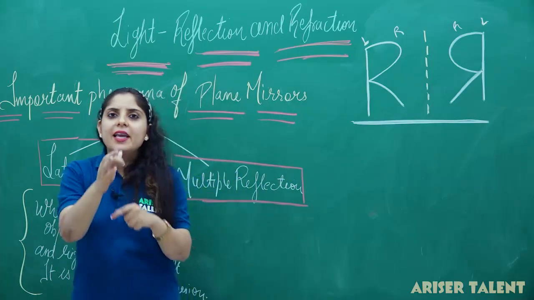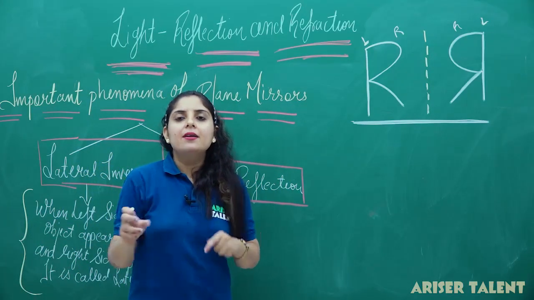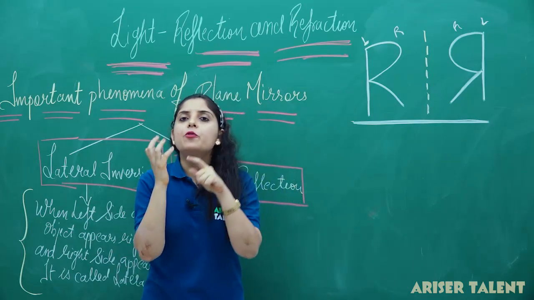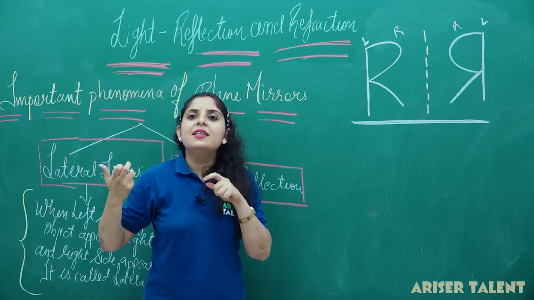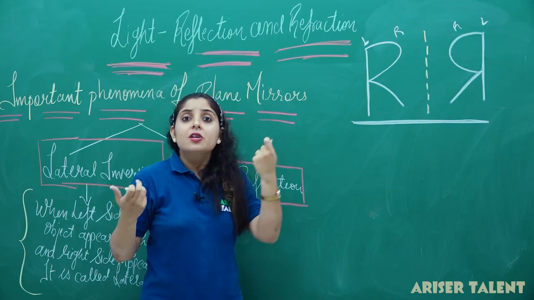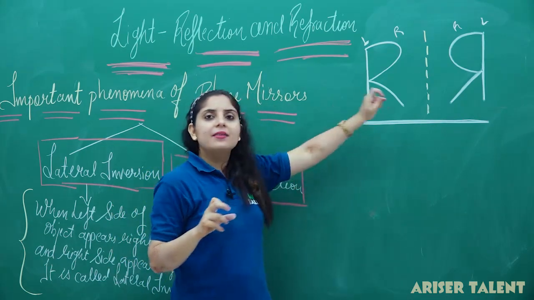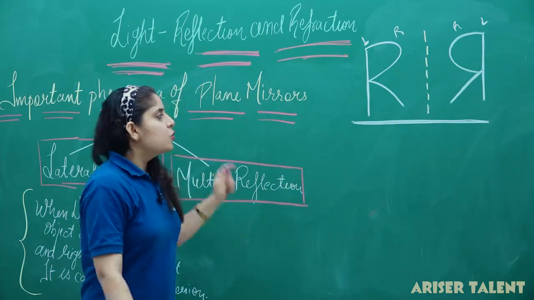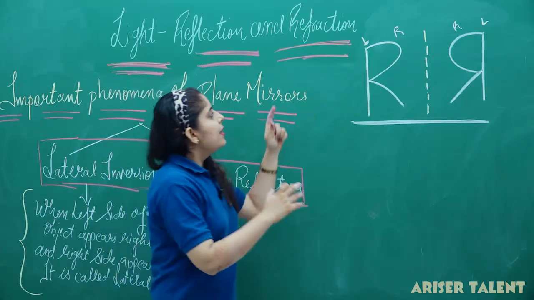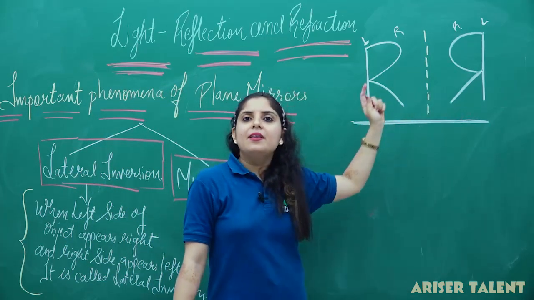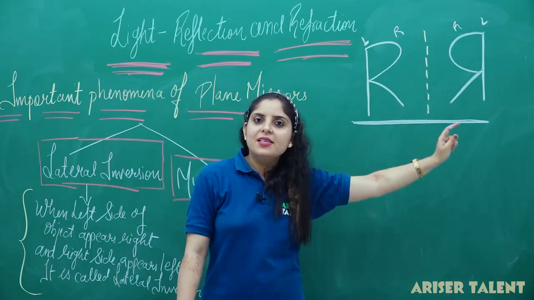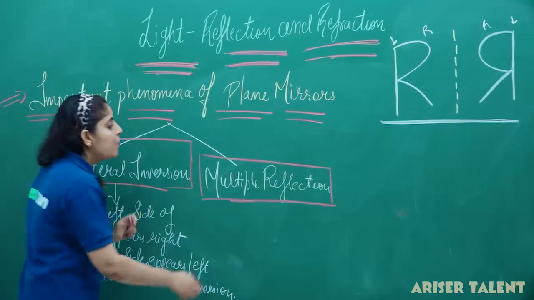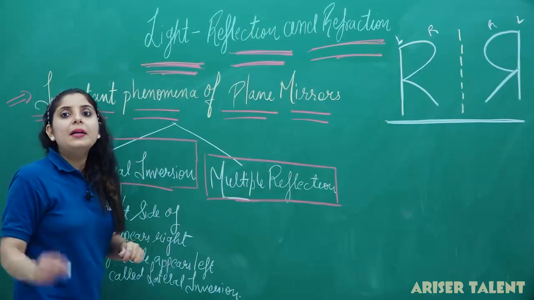Similarly, you have observed the word ambulance written on the vehicle. If you read it from the inside, you can see that you get just opposite letters. So in case of the ambulance, we also get the inverted letters, and the concept of lateral inversion is applied there. So in this diagram, you can see that the left of an object appears to be right and the right of an object appears to be left, and this is lateral inversion.